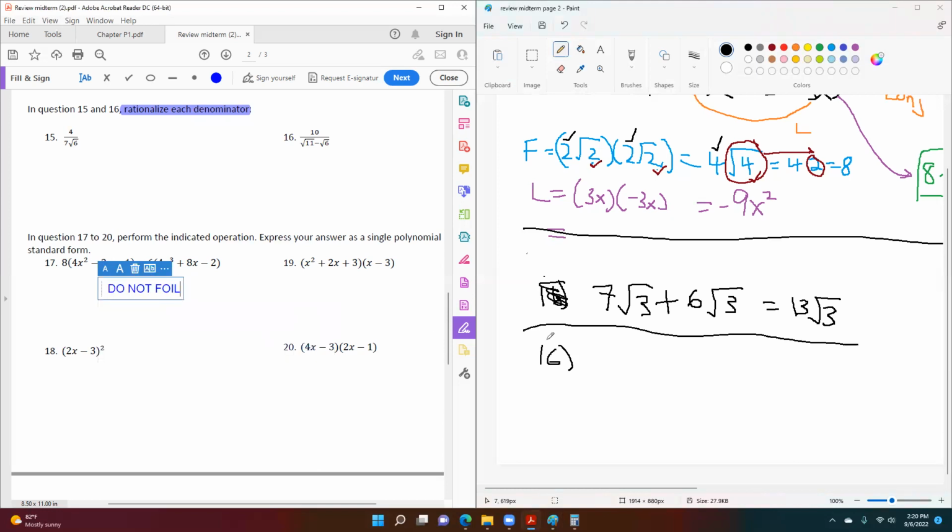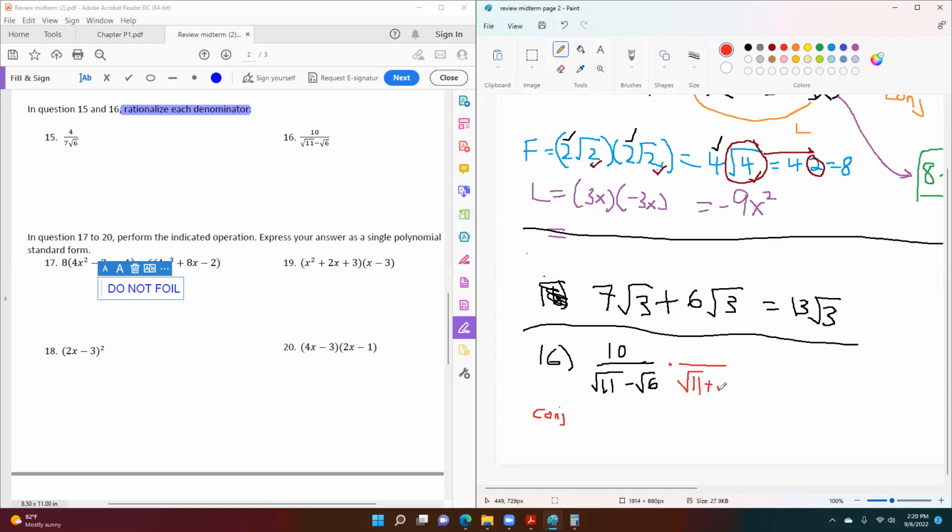So we will do number 16 here, which is rationalizing the denominator. So 10 over root 11 over root 6. Since this is a binomial, in order for us to rationalize this you have to do the conjugate. And what is the conjugate in this case?